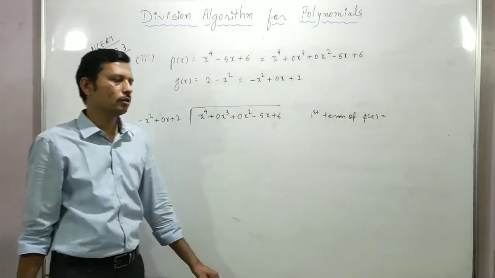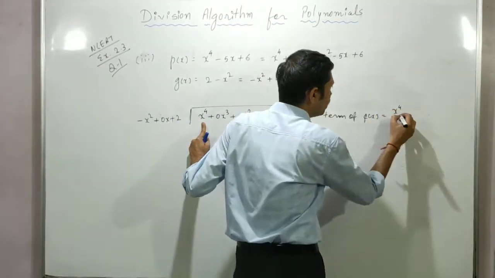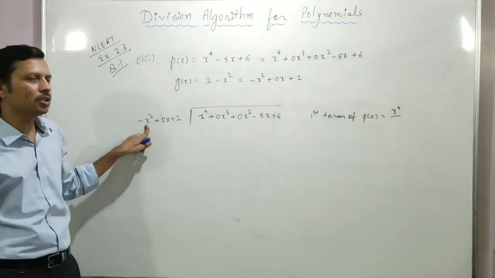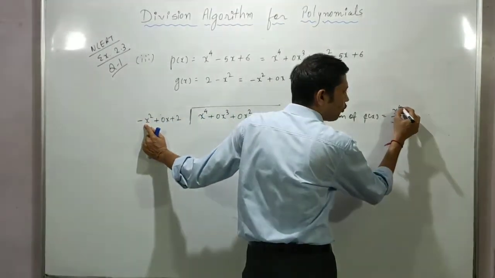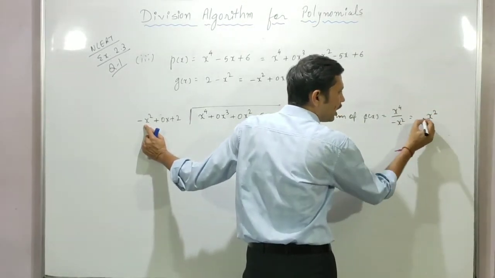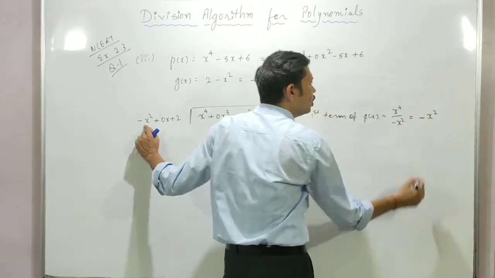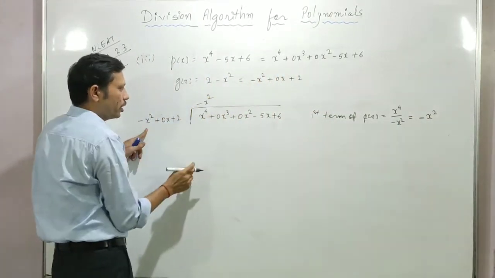What we have to do? The first term of the dividend, x to the power 4, should be divided by the first term of the divisor, that is minus x square. From the 4, the 2 power is subtracted, so how much is left? 2, and the minus sign is there. So my first term of the quotient is minus x square.